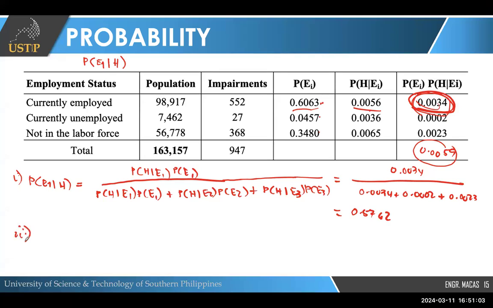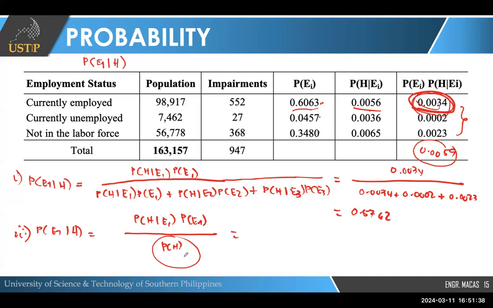Okay? Second way is P of E1 given H, no? Okay, I'll just write the numerator. And actually, this is an iteration of your first one. The idea is, if you take this, the nice thing is you go straight to your total. That is why I said that is the total of the probability of an individual having hearing impairments.